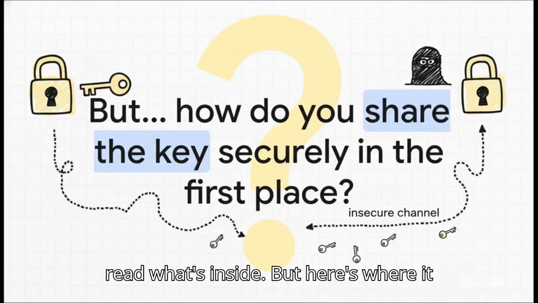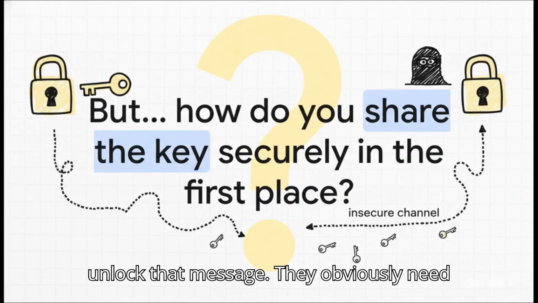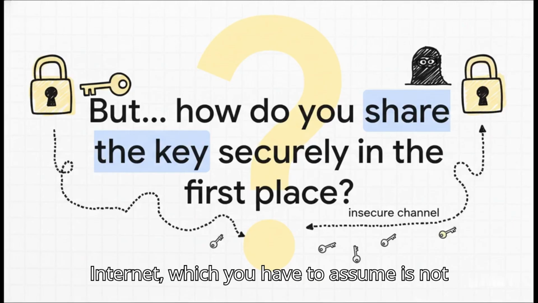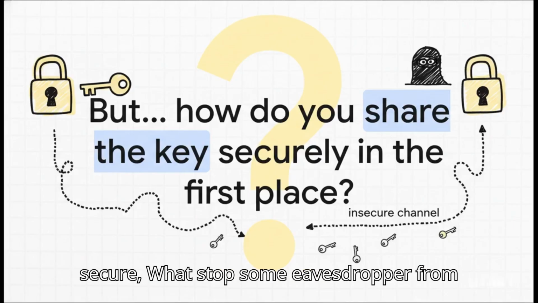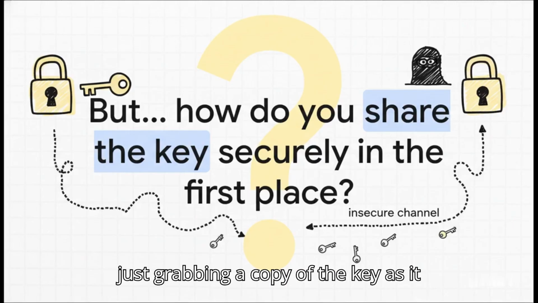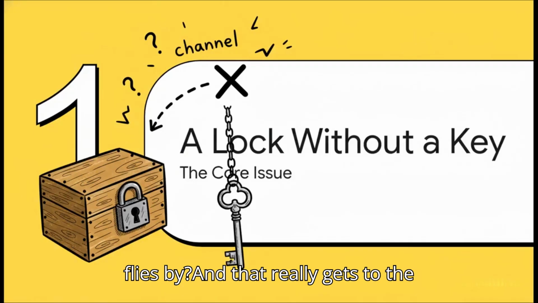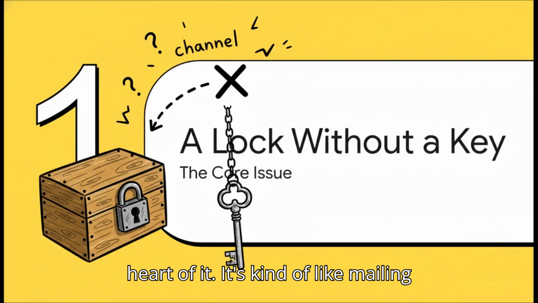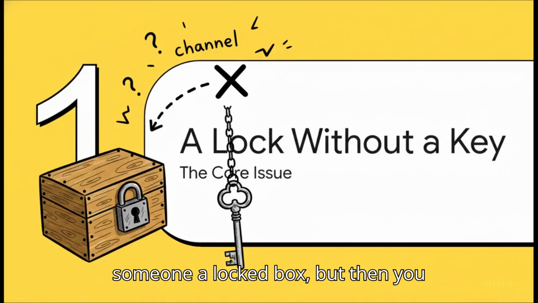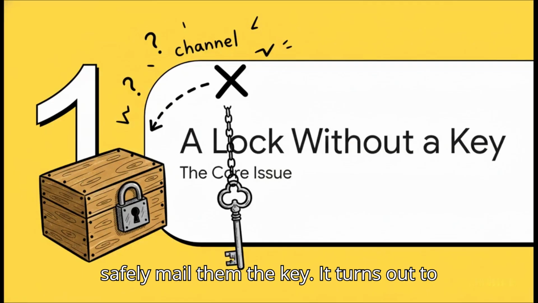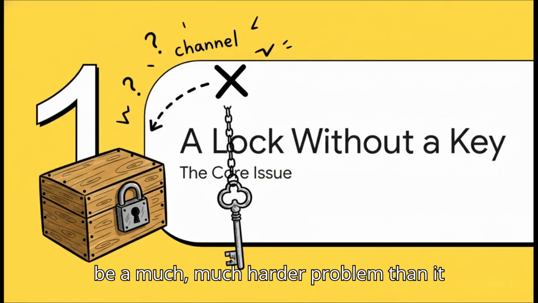But here's where it gets tricky, right? For your friend to unlock that message, they obviously need the exact same key. So, how do you get it to them? Especially over something like the internet, which you have to assume is not secure. What stops some eavesdropper from just grabbing a copy of the key as it flies by? And that really gets to the heart of it. It's kind of like mailing someone a locked box. But then you realize, wait a second, I have no way to safely mail them the key. It turns out to be a much, much harder problem than it first appears.